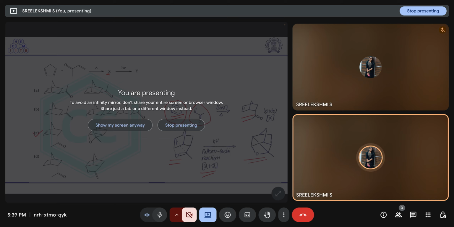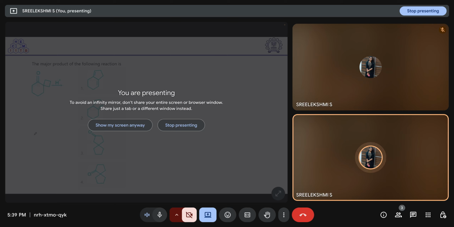Now moving to the next question. The major product of the following reaction. Here, this compound upon protonation, which compound can form? We already talked about ring expansion reactions, so you can think in that way.